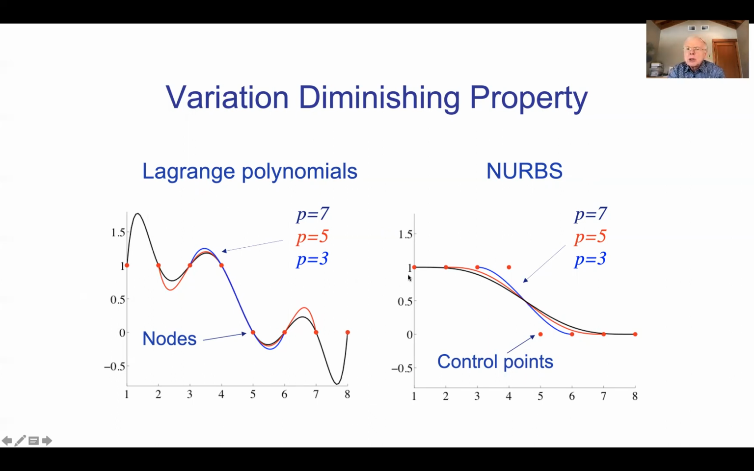Now with NURBS, these are controlled by control points, and you get a variation diminishing effect. You get no new extrema, as you can see here. So as you go to higher order, you're actually smoothing things out. If you wanted a smoothed out version of a step function, if you put more points here, that's exactly what you would get. You get nothing like that over here. And this has benefits in contact problems.